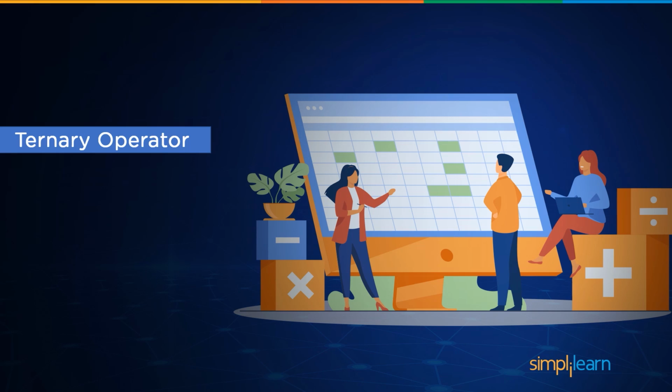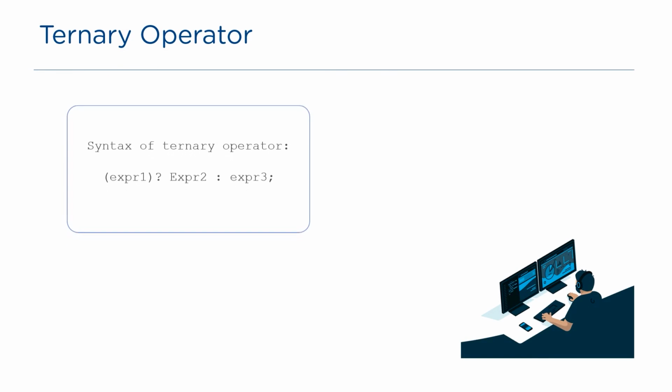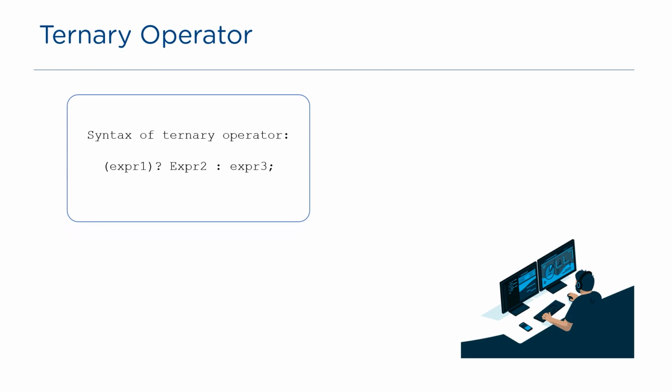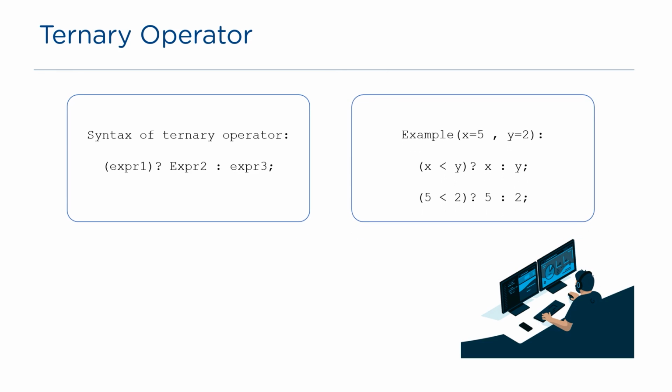Okay. So let us now understand the ternary operator in C with the help of syntax and example. The syntax is expression 1 question mark, expression 2 colon, expression 3 and semicolon. For example, let us consider x is equal to 5 and y is equal to 2. Expression 1 must be the condition to be satisfied. So basically, if the condition is satisfied, it will execute expression 2. Otherwise, it will execute expression 3. As you can see in this example, 5 less than 2, the condition is false, so it will execute expression 3, which means print the value 2.